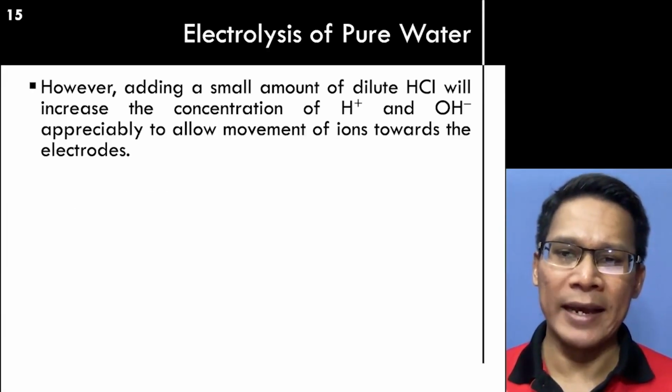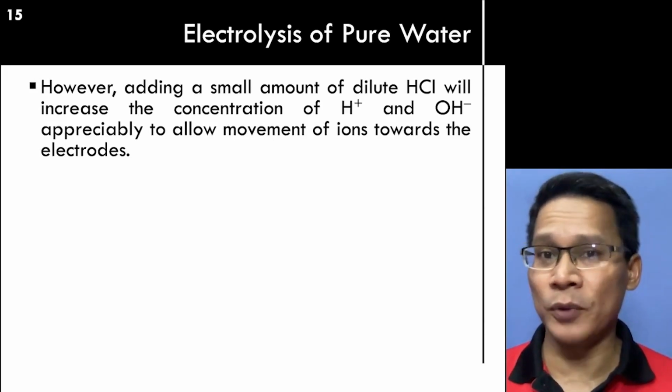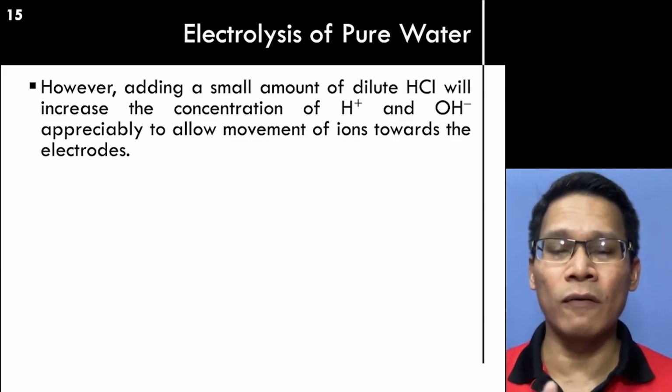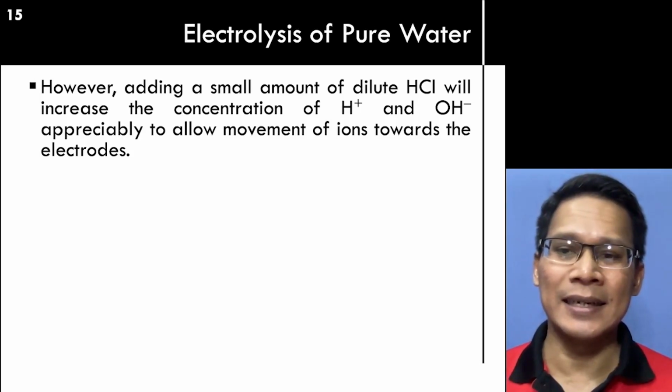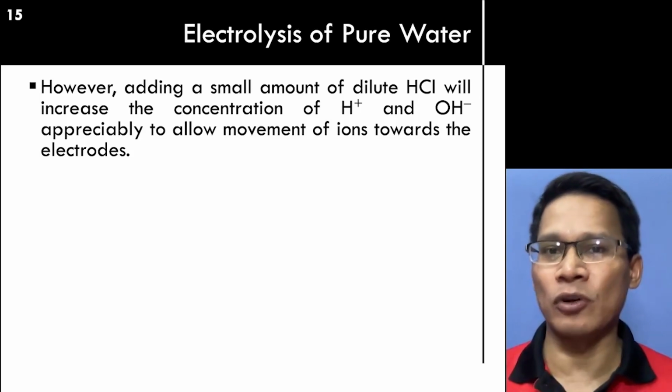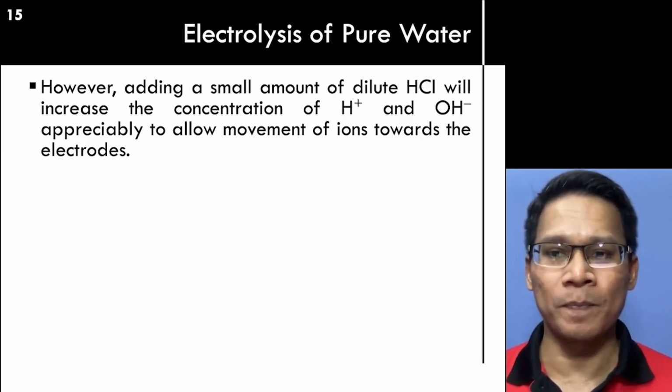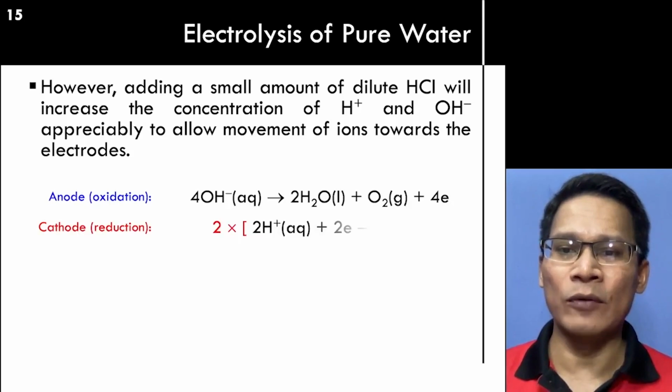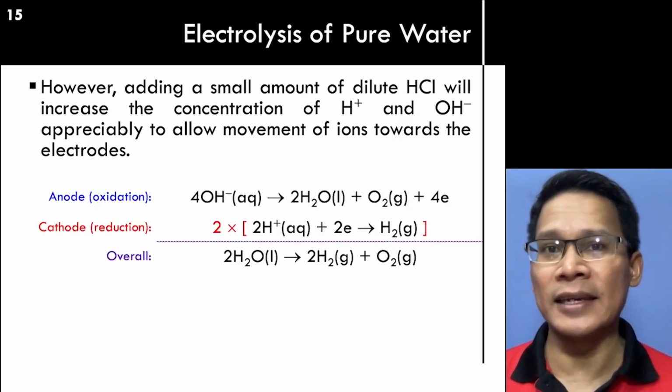However, by adding a bit of hydrochloric acid into pure water, the dissociation of water will increase. This increases the amount of hydrogen ions and hydroxide ions in water. Hence, there will be enough products formed at the electrodes.